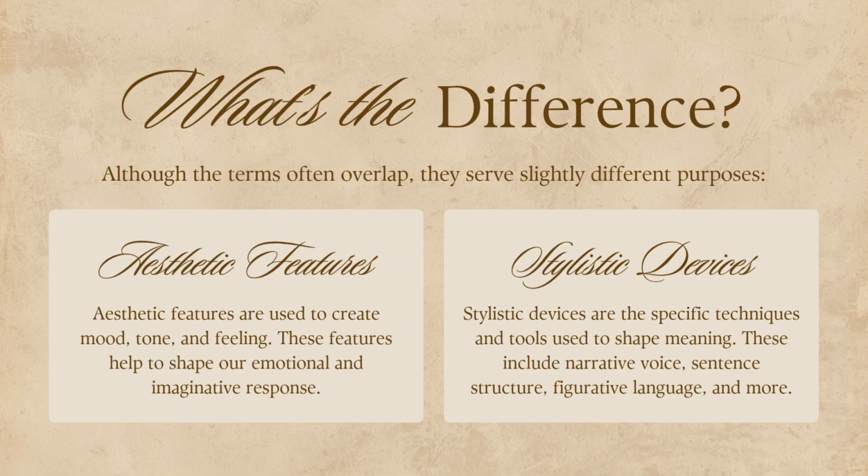What's the difference? Although the terms often overlap, they serve slightly different purposes. Aesthetic features. Aesthetic features are used to create mood, tone, and feeling. These features help to shape our emotional and imaginative response. Stylistic devices. Stylistic devices are the specific techniques and tools used to shape meaning. These include narrative voice, sentence structure, figurative language, and more.